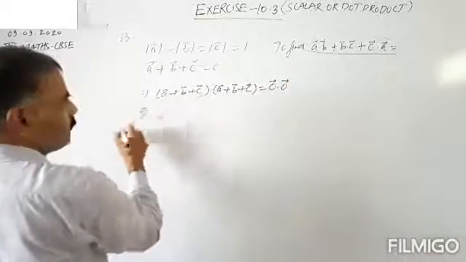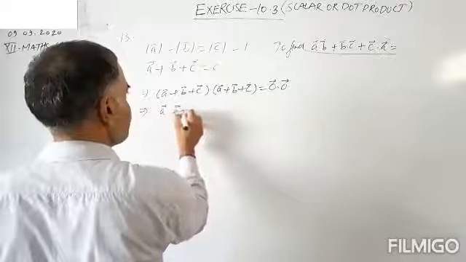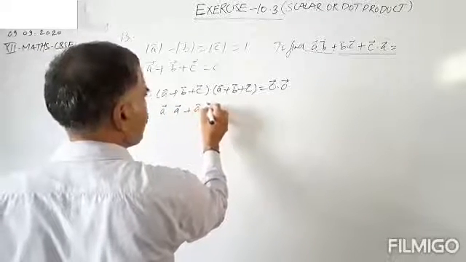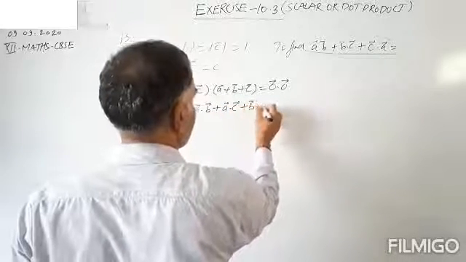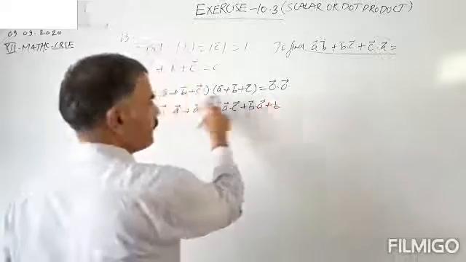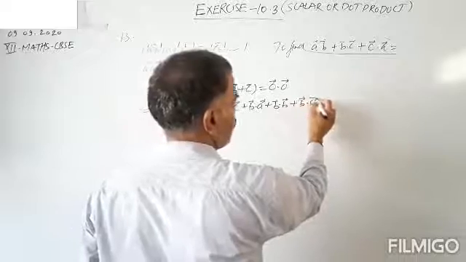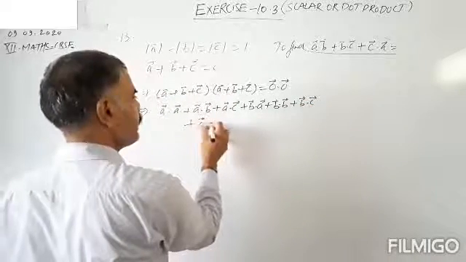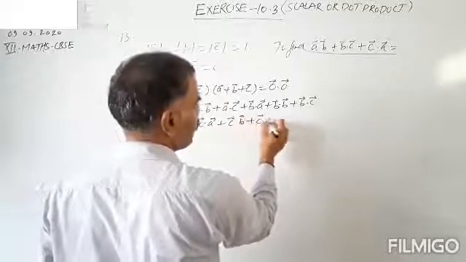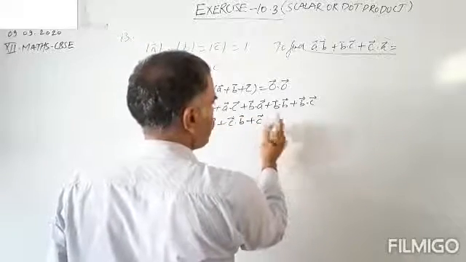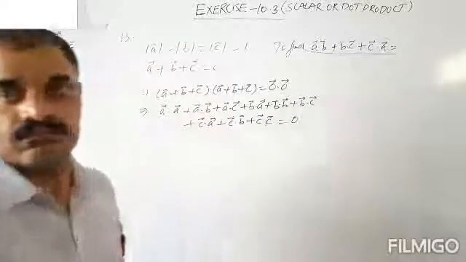Okay. So now multiplying, what will we get? We will get A vector dot A vector plus A vector dot B vector plus A vector dot C vector plus B vector dot A vector plus... we will get 9 terms. B vector dot B vector plus B vector dot C vector plus C vector dot A vector plus C vector dot B vector plus C vector dot C vector is equal to 0 vector dot 0 vector.